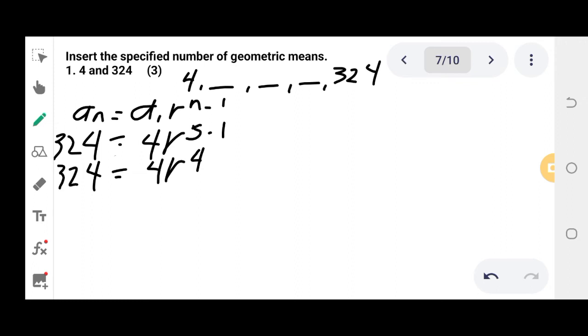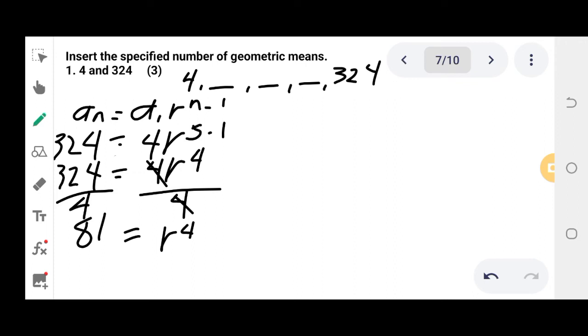Okay, so divide muna natin yung dalawa sa 4. Divide both sides sa 4. That is r raised to 4 after natin makancel yung 4. Tapos, 324 divided by 4, that is 81. Ayan. So, na-eliminate natin yung constant.